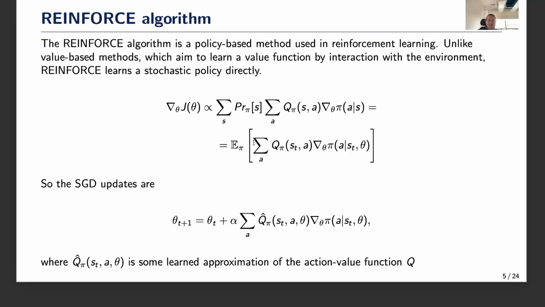So, let's start from the algorithm REINFORCE. It's, I guess, one of the simplest and most elegant policy gradient algorithms. It's a policy-based method. That means instead of learning value functions like Q-learning does, it learns some stochastic policy directly.